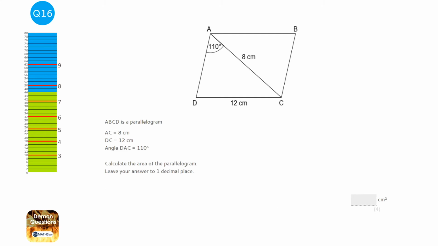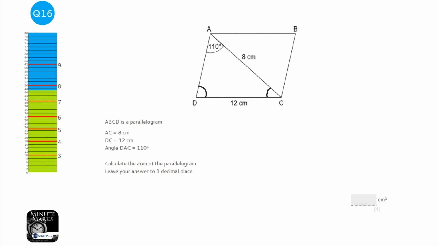There are quite a few different approaches for this question. One thing we can do is try and find length AD by using the cosine rule. And the other approach which I'm going to use is I'm going to work out this angle here using the sine rule, and then work out this angle here taking away from 180 degrees. Then when I've done that, I can use the trigonometric area formula.